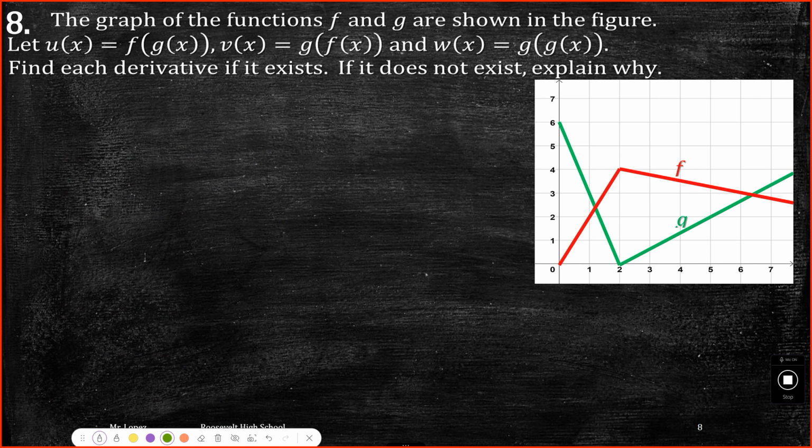The graphs of the functions f and g are shown in the figure. Let u of x equal that, v of x equal that, and w of x equal that. Find each derivative if it exists. If it does not exist, explain why. All right, what's y prime of 1?